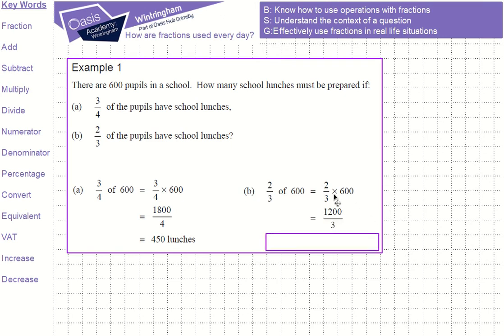Next line of working out, 2 on the numerator has been multiplied by 600 to give us 1,200. Again, similar to the last question, we could do 2 multiplied by 6 first to give us 12, and then add the 2 zeros on afterwards to keep the place value. And it's 1,200 divided by 3.